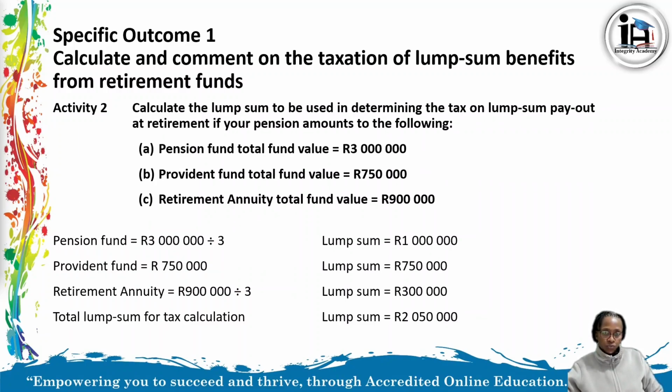So let's do activity 2. Calculate the lump sum to be used in determining the tax on lump sum payout at retirement if your pension amounts to the following. Pension fund total fund value is 3 million, provident fund total value is 750,000, and retirement annuity total value is 900,000. So for pension fund, it will be 1/3 of 3 million, a lump sum of 1 million. Provident fund 750,000, and then retirement annuity 1/3 of 900,000, a lump sum of 300,000. Total lump sum for tax calculation will be 2,050,000.